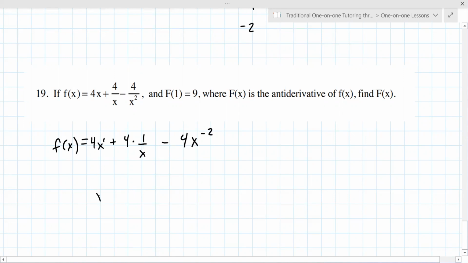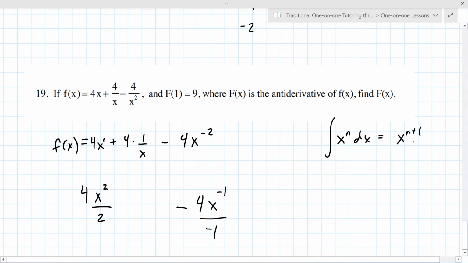you add 1 to the exponent, so it becomes x squared over the new exponent, like this. The third one is more like the first one, so we'll do that one next. You add 1 to the exponent and divide by the new exponent. The middle one is a special case. There are a few antiderivatives here that you need to know. The one we've been doing is the integral of x to the n dx is x to the n plus 1 over n plus 1. And then 1 over x dx is always the natural log of the absolute value.